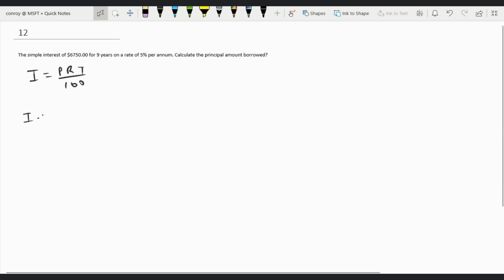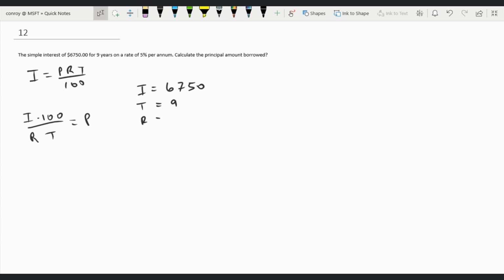usually when we are finding any of the values, it would be the interest times 100 over our principal. Oh, we are actually trying to find our principal, so it's rate times time. So P would be equal to I times 100 divided by R times T. You know what? I is equal to 6750. We know our time is equal to 9 years. We know our rate is equal to 5%. And we are trying to find our principal amount.